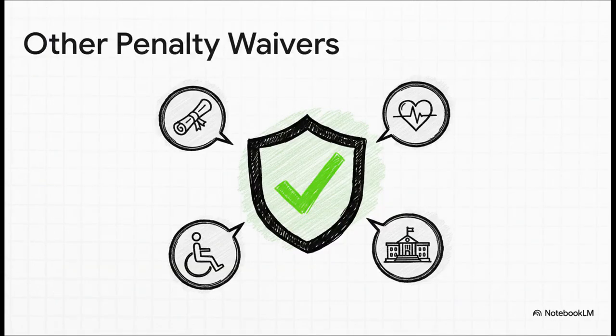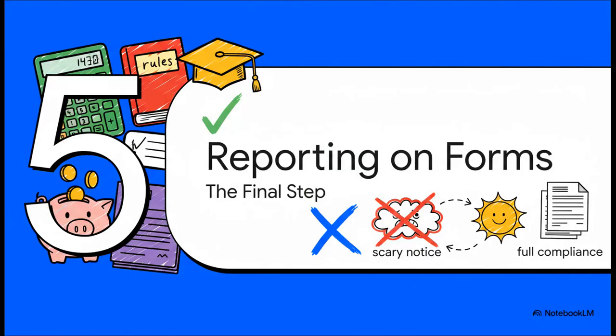And just for some context, it's good to know this scholarship waiver is one of several exceptions in the code. There's similar relief for other major life events that are pretty much out of your control, like the death or permanent disability of the student, or if they go to a military academy. It just shows that the law is really trying to penalize abuse of the system, not these kinds of unforeseen circumstances.